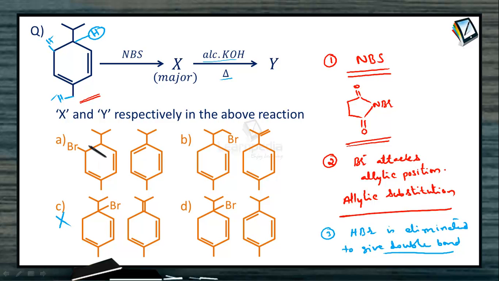Here this particular hydrogen is removed rather than this hydrogen, so A is wrong. Here this particular hydrogen is not removed, instead this hydrogen is replaced. That is not allylic substitution at all, so B is wrong. Now when we come to option D, we find that this particular allylic hydrogen is replaced by bromine by NBS, and further a double bond is formed here that is responsible for the aromatic character, and thereby D is the answer.